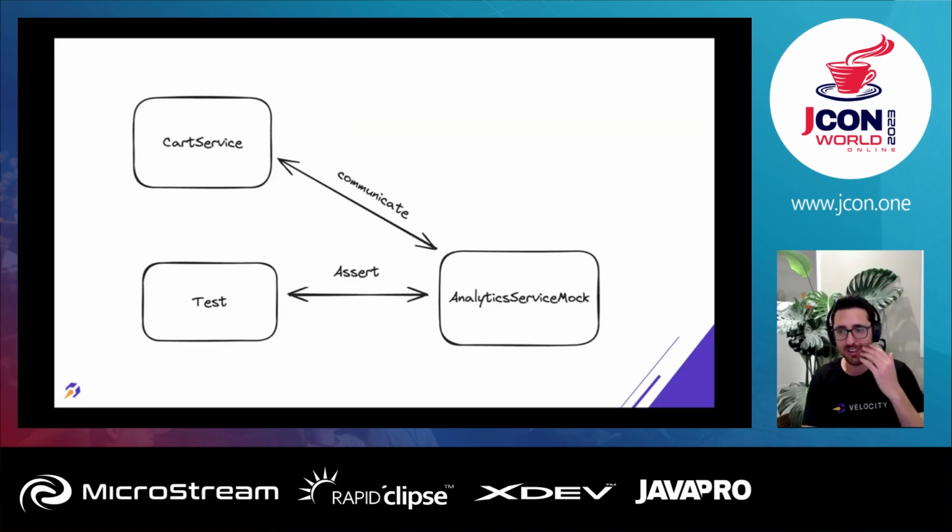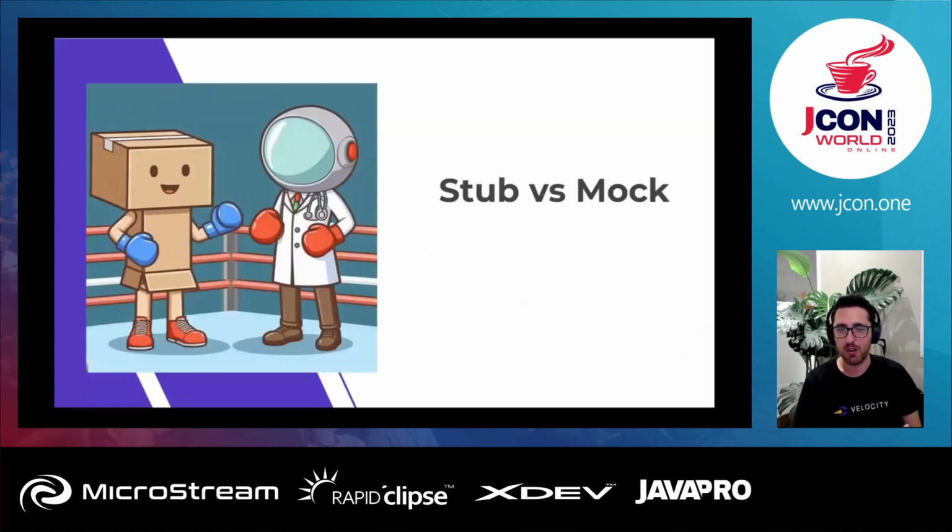And the difference between the stub and the mock, as you can see, is that the test asserts against the mock, not against the cart service. This is the main difference between a stub and a mock. A mock can fail a test, a stub can't. And the communication between them is the main difference. It's really important to understand this concept.